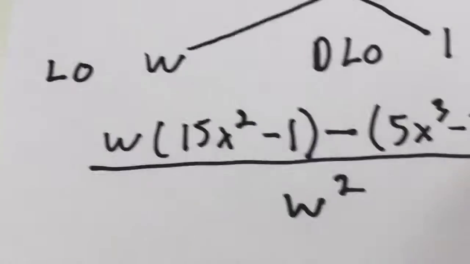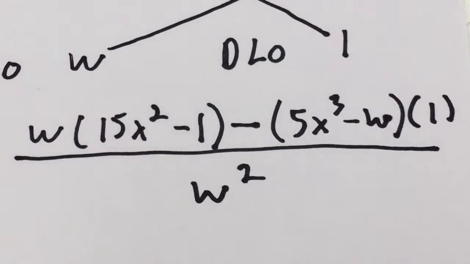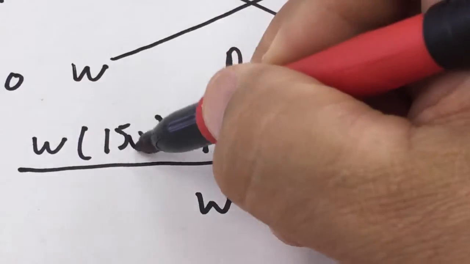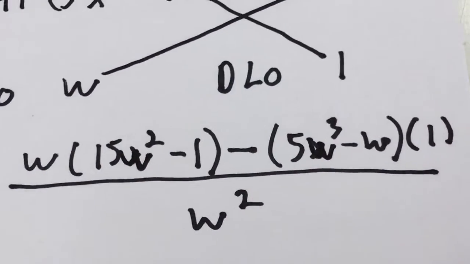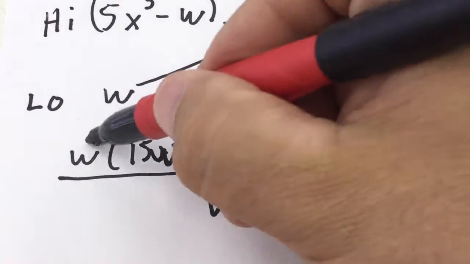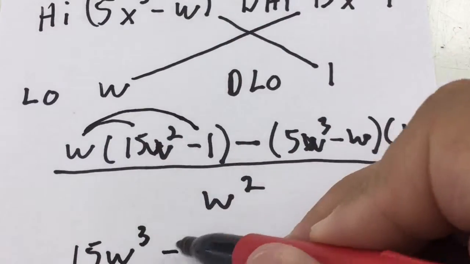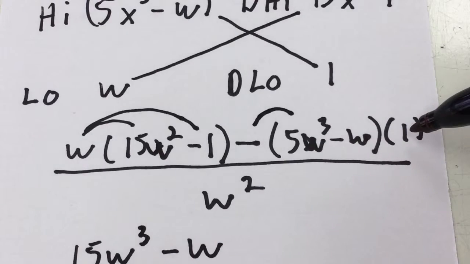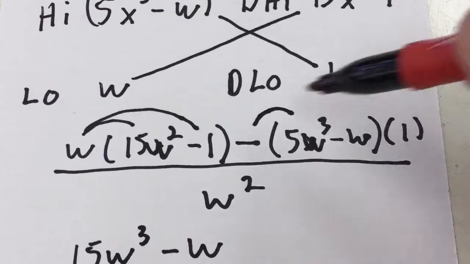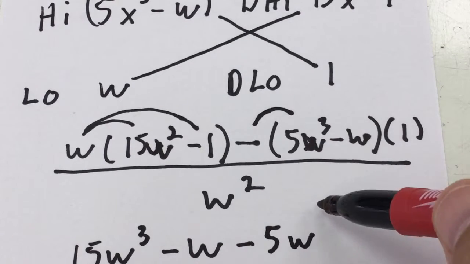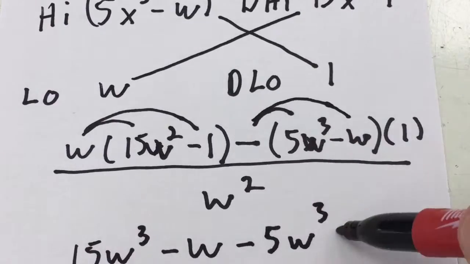Now they want me to simplify this answer. That means I have to do a little bit of algebra and distribute the values and simplify the variables. Once again, I messed up with the variables. I put an x when it should have been a w. So I'm going to distribute the w, and that's going to give me 15w cubed minus w. Now I have to distribute the negative, actually a negative 1, but I don't need to even pay attention to the 1. So it's going to give me minus 5w cubed plus w.